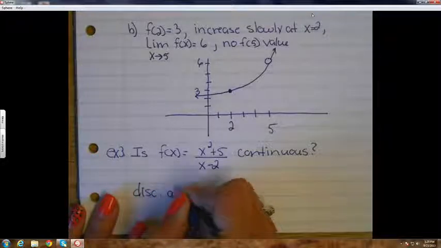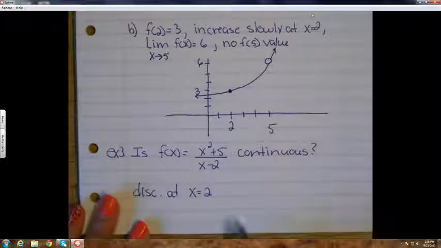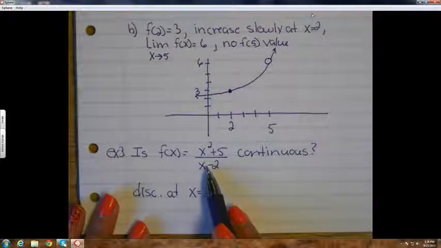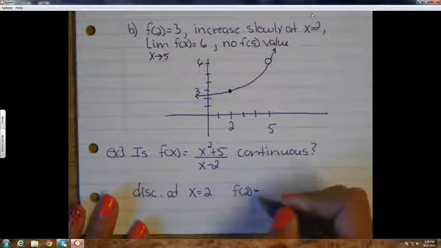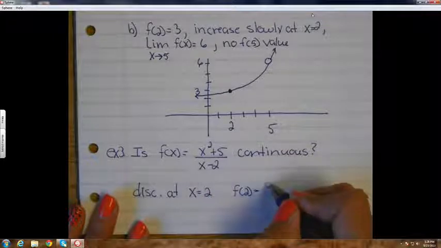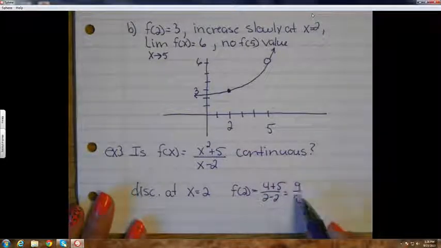at x equals 2. But when I put 2 in here, I'm going to get, let's see, what do we get? f of 2. That'll be 4 plus the 5 over 2 minus 2. I'm going to get 9 over 0. I did not get that 0 over 0. Remember, when we get 0 over 0, that's that removable discontinuity.